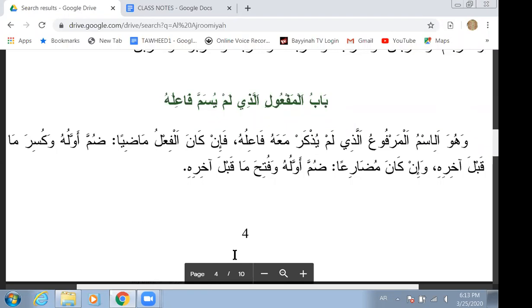So the next chapter. باب المفعول الذي لم يسمى فاعله. The chapter of the maf'ul whose fa'il is not mentioned. So when we say the maf'ul whose fa'il is not mentioned, it means the chapter of the naibul fa'il. وهو الاسم المرفوع الذي لم يذكر معه فاعله. It is the ism in the rafa status whose fa'il is not mentioned with it.